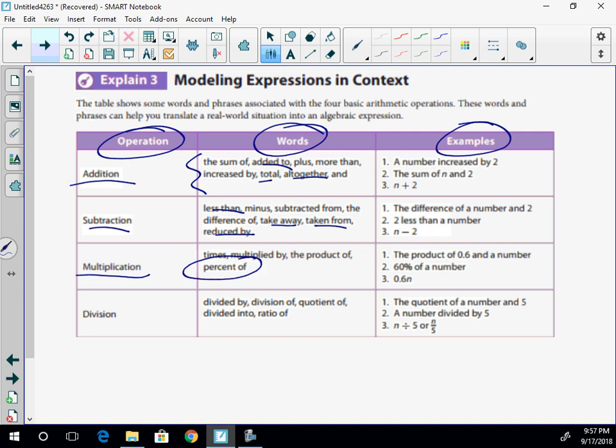Multiplication, what I want you to focus on is that percent of, or really just the word of. Of means multiply. Notice it's the product of as well. Division, not too many, divided by, division of, quotient of, all that stuff. All right. You can also look at this table to reference some examples of those being used. So, for instance, 60% of a number means 0.6n. Okay? 60% of a number means 0.6n because, what does that mean? 60% as a decimal is 0.6. Of means multiply, and number just means variable.